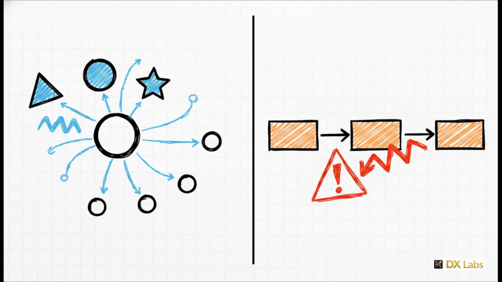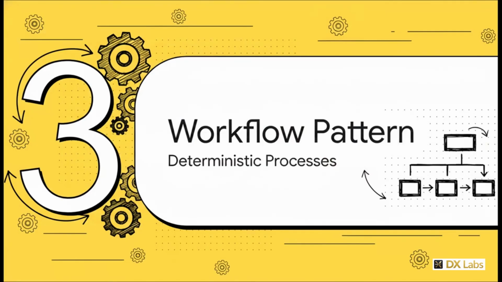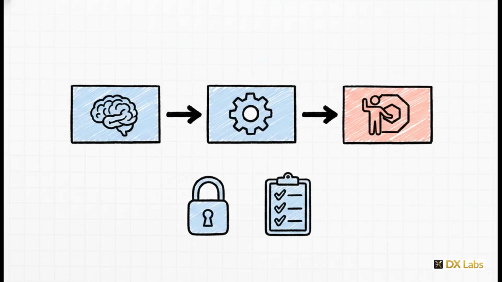But a major architectural pitfall here is applying dynamic routing to strict sequential processes. If your process requires step A to succeed before step B, dynamic routing will eventually skip a step and break your entire process. Section 3. The workflow-oriented pattern for deterministic processes. When you need absolute guarantees, we have to move to a different model entirely to enforce strict sequence controls.